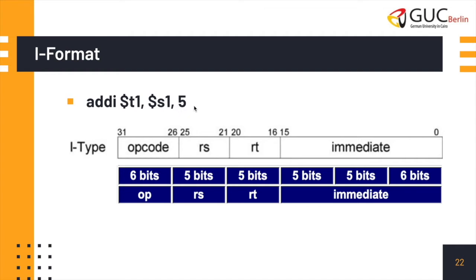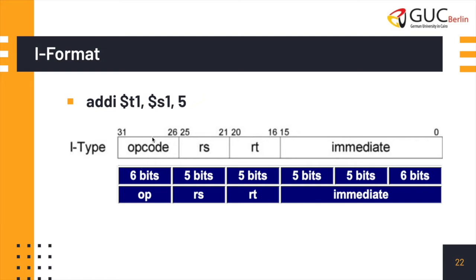In the add immediate, the immediate field can take signed numbers. It can have a positive number or it can have a negative number. So it is signed, okay? What are we trying to do in this operation? We are trying to add the constant value of 5 to the value inside register S1 and store the result in register T1. And as you can remember, the I-type format is divided into 4 fields.